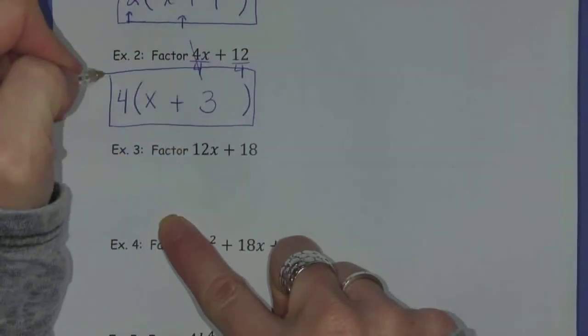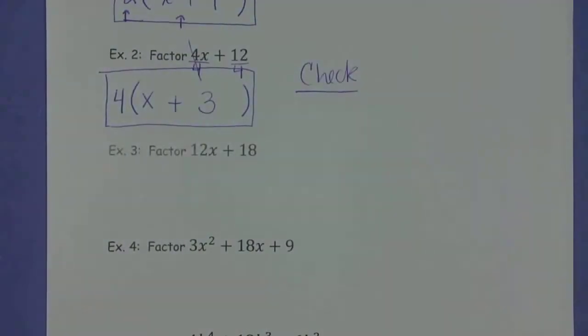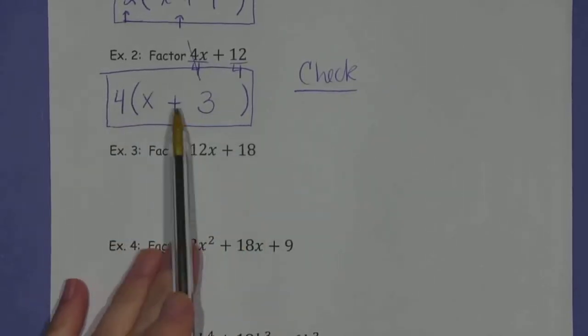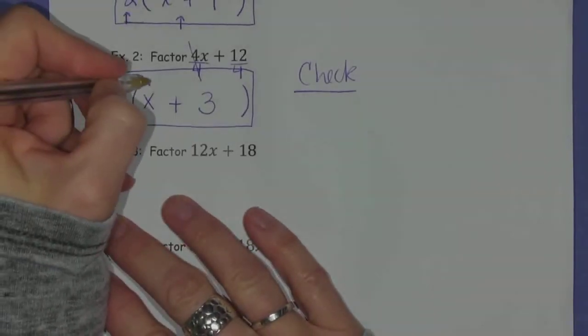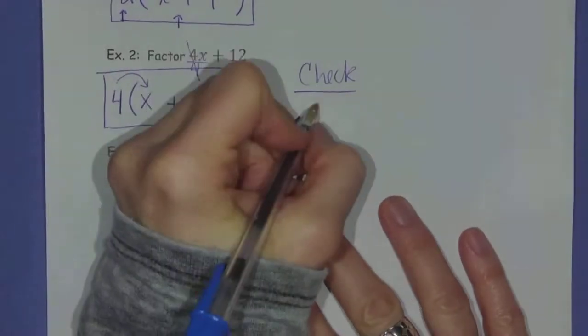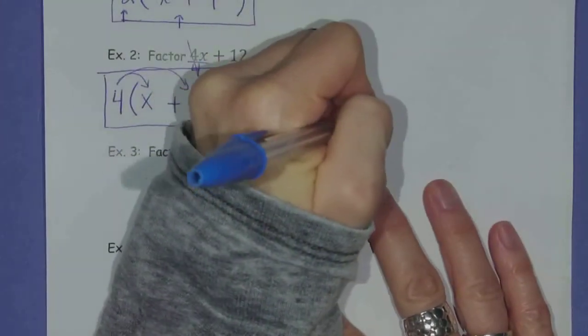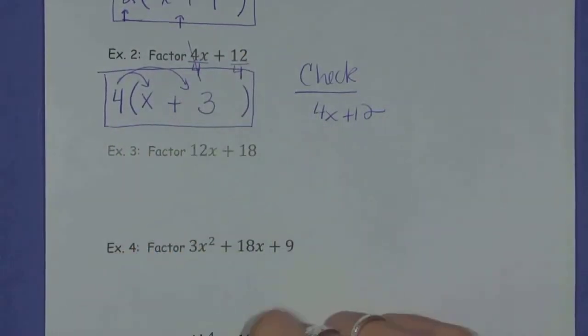Final answer. Now here's something cool. You can check your work. Think back to Unit 5. How do you multiply this monomial by this binomial? Well, you distribute. 4 times x, 4x. 4 times 3, 12. Bada bing, bada boom. See how they're the same? That's how you know you did it correctly.